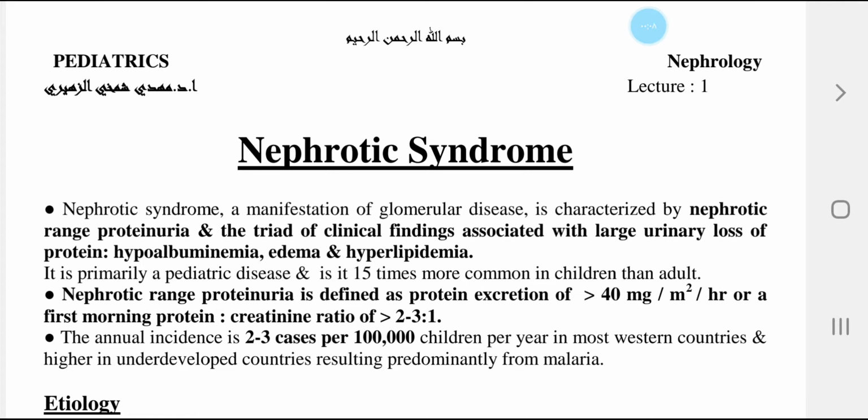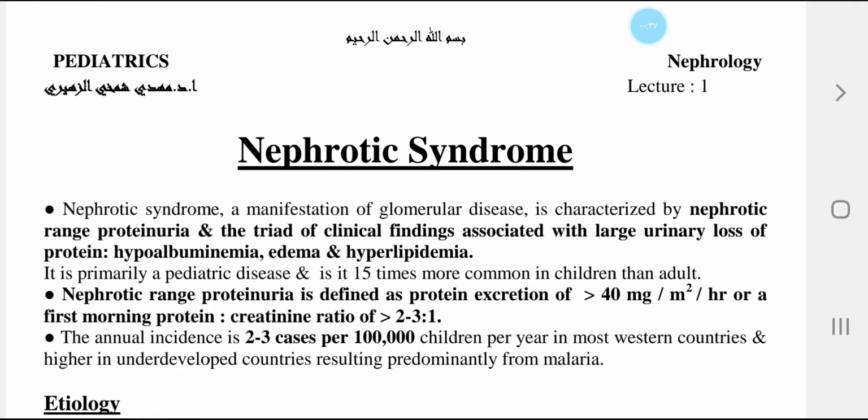Nephrotic syndrome, a manifestation of a glomerular disease, is characterized by nephrotic range proteinuria and the triad of clinical findings associated with large urinary loss of protein, that is, hypoalbuminemia, edema, and hyperlipidemia. It is primarily a pediatric disease, and it is 15 times more common in children than adults.